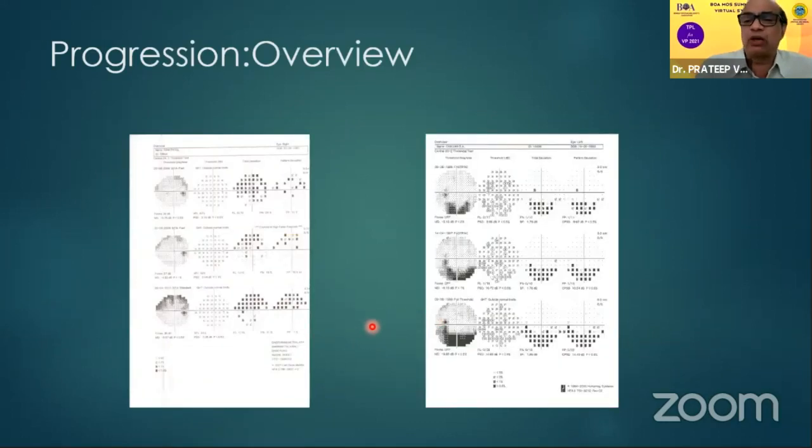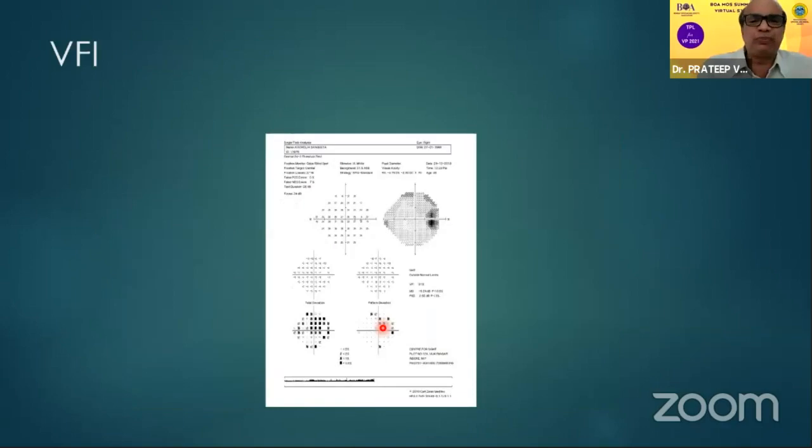As I said, glaucoma is a chronic progressive disease, so you have to do the progression analysis as well. The first and foremost important thing is to look at the overview printout. The overview printout gives most of the information, where even by the grayscale you can see that the patient has progressed over a period of time. And the total deviation and pattern deviation plot on the progression analysis, but that has become pretty old.